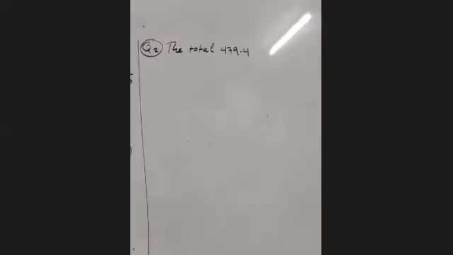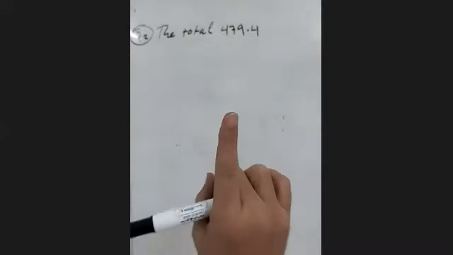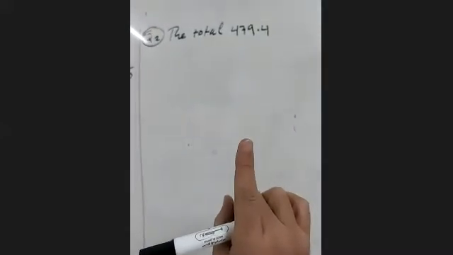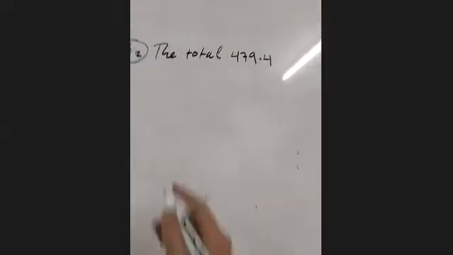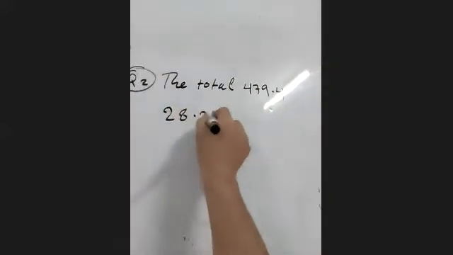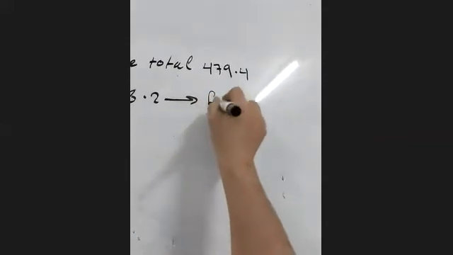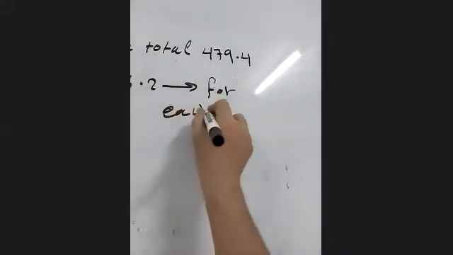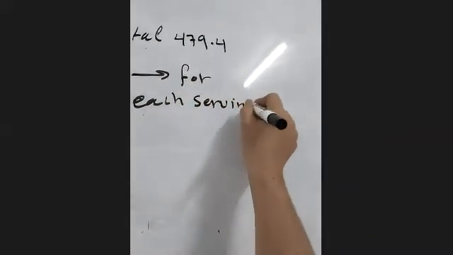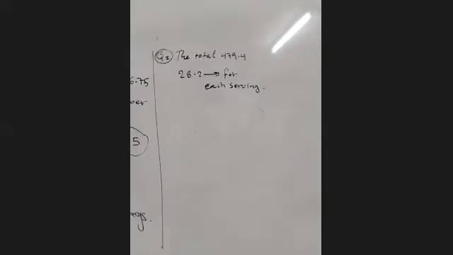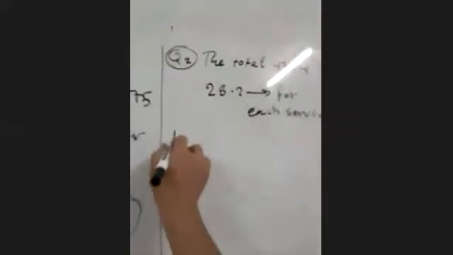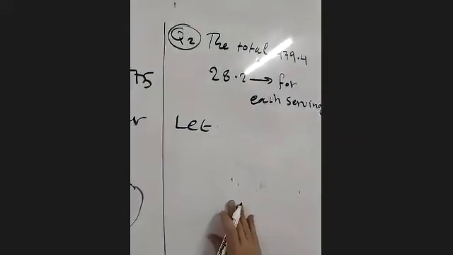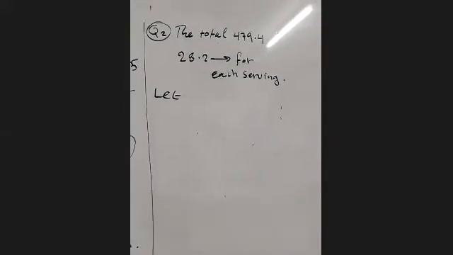What does per serving mean? It means for each serving, right? For each serving, she eats how much? 28.2. So we have 28.2 per serving, meaning for each serving. Got it? Yeah. Continue. Write a division equation that could be used to find the number of servings of cereal.